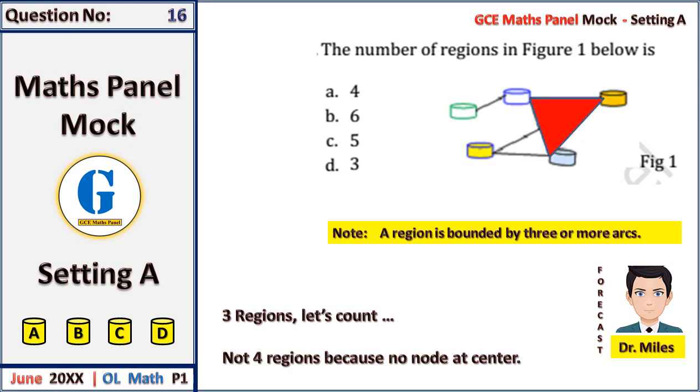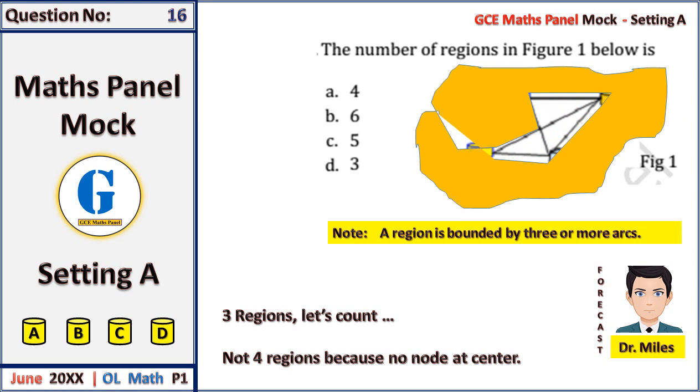So that's the first region, 1, the next region, that's 2, and the third region is the region outside. This is the last region. So we have 3 regions in total.